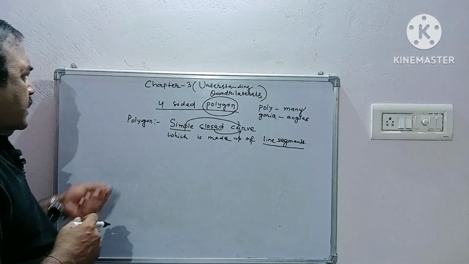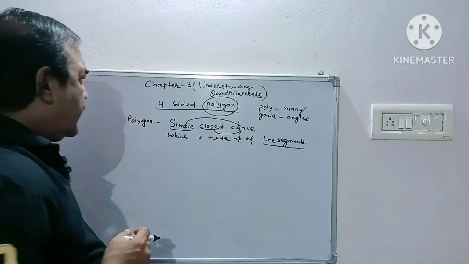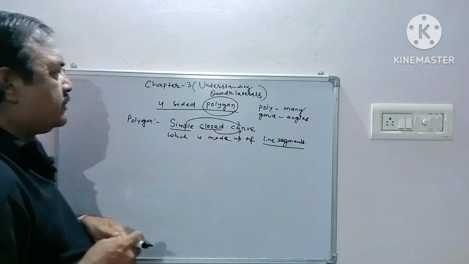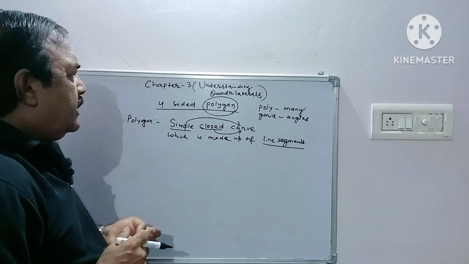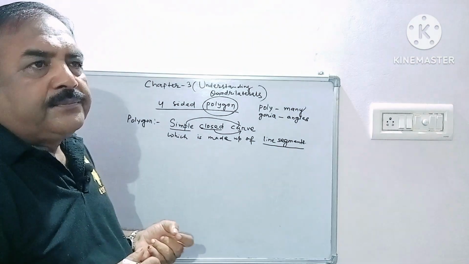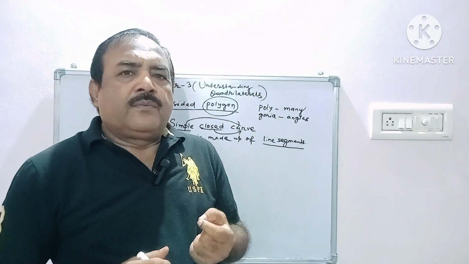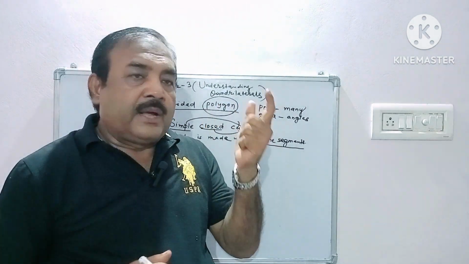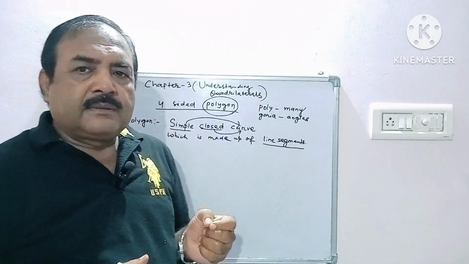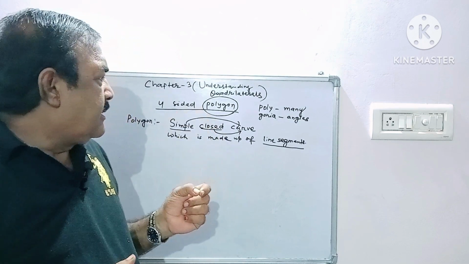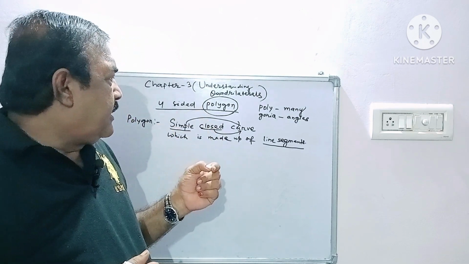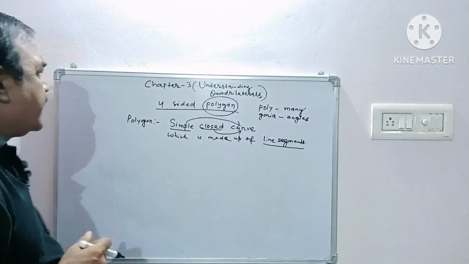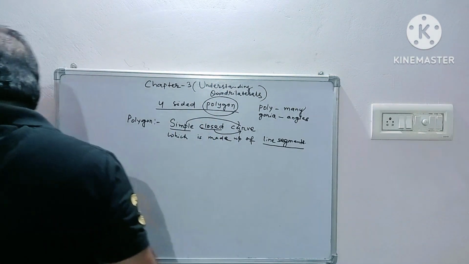Okay? So before going to polygon, let us discuss the curves. In layman's language, a curve means that it is not a straight line. But in mathematics, a straight line can be a curve. A curve can be a straight line. We can call it that in mathematics.